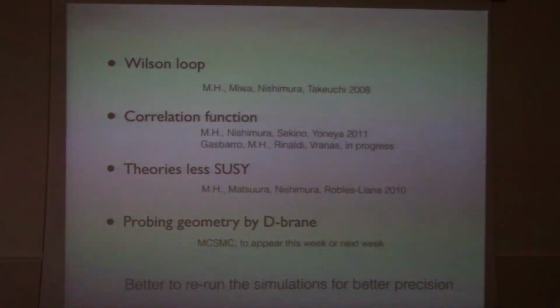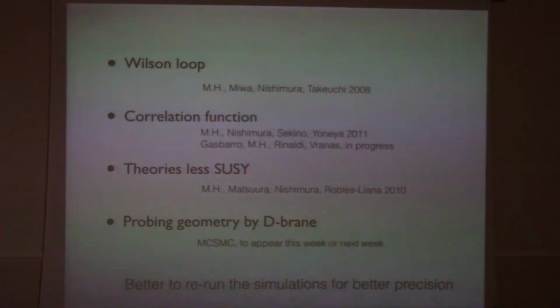And for gauge theory, we also calculated the Wilson loop and correlation function, and we also studied the theory with less supersymmetry, and we tried to see how eigenvalues interact. We can do really many things in this direction. But this work is really old, and we didn't even take the continuum limit, so it's better to rerun the simulation and get much more precise results.